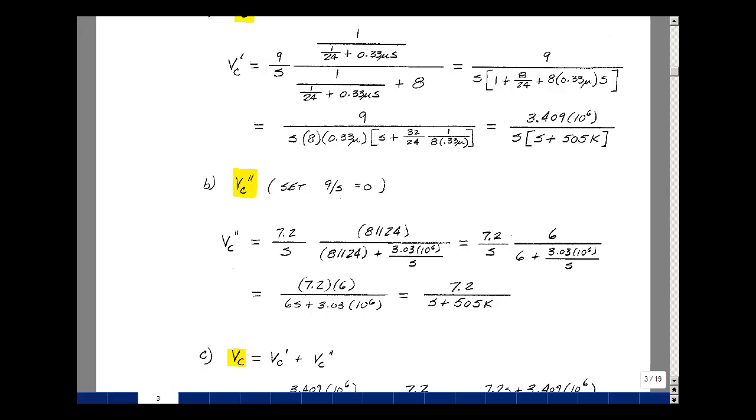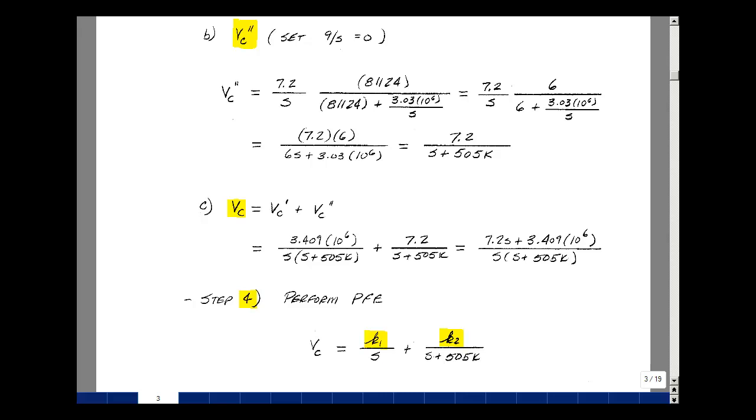So now I can add these two results by superposition. So I have the first term plus the second term. Got a common denominator of S plus 505K, and then multiply that also by S, and multiply this by S. That would give me 7.2 times S, and then 3.409 times 10 to the 6th.